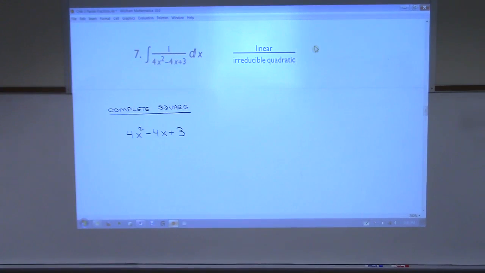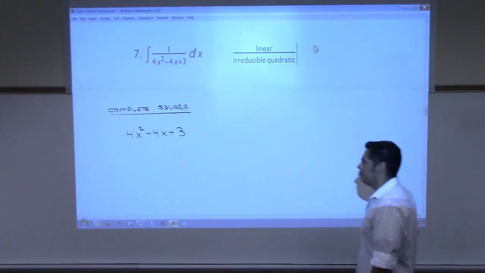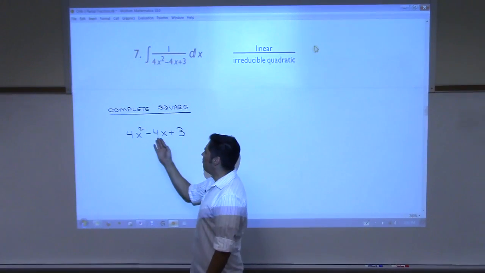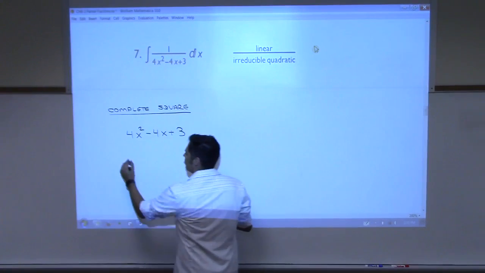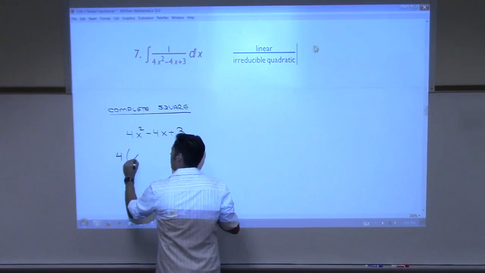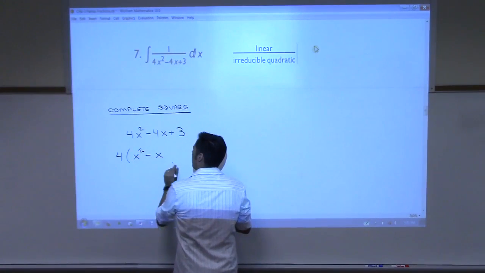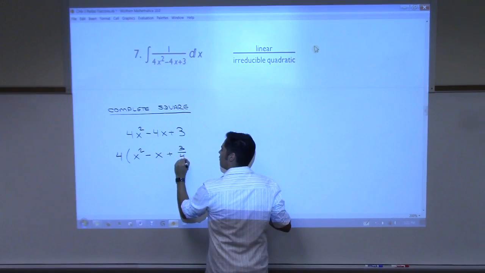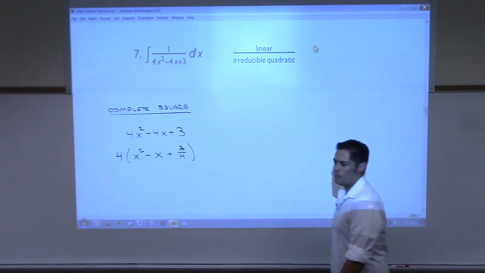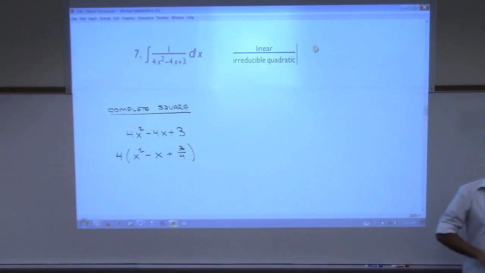Yeah, and you can't have a 4 in front of the x squared. So you have to factor it out. The problem is that it doesn't look like 4 is a common factor for all 3 terms, but we can still force a 4 to come out. Here's the 4. We have x squared minus x, and then this last term is going to become what? 3/4. If you distribute that 4 back through, everything's correct, yes?